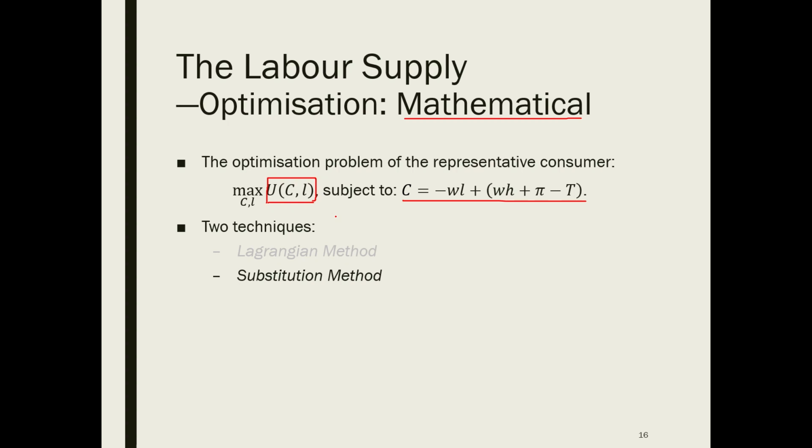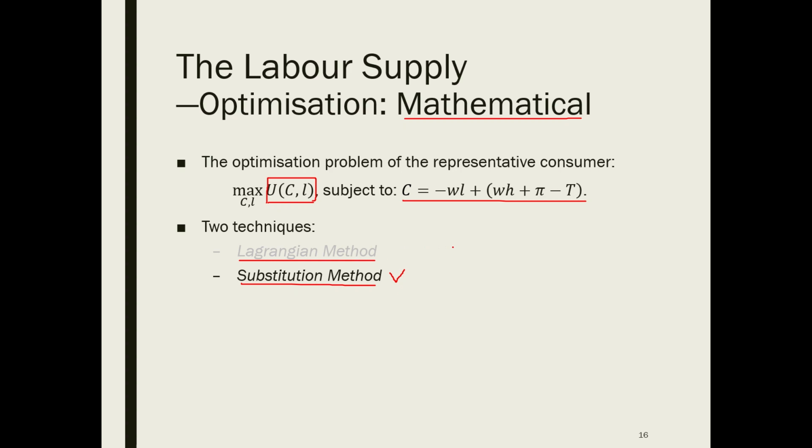In the tutorial, we will use an explicit function form of Cobb-Douglas so that you can obtain an explicit solution. In the quants module in your first year, you have learned optimization with constraints. There are two methods. The first one is the Lagrangian method, and the second one is the substitution method. In this module, we will always use the substitution method, but the Lagrangian method can arrive at the same answer. You can try if you are interested.